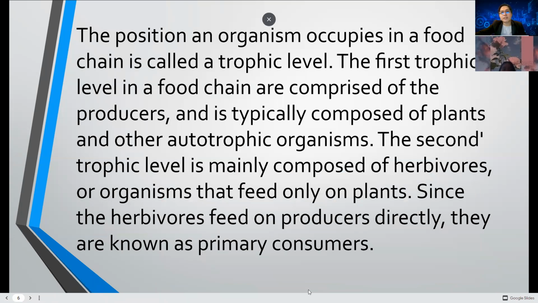The position an organism occupies in the food chain is called the trophic level. So we actually have trophic levels. Please, if you have a question, please raise it directly, right? You can always interrupt, right?